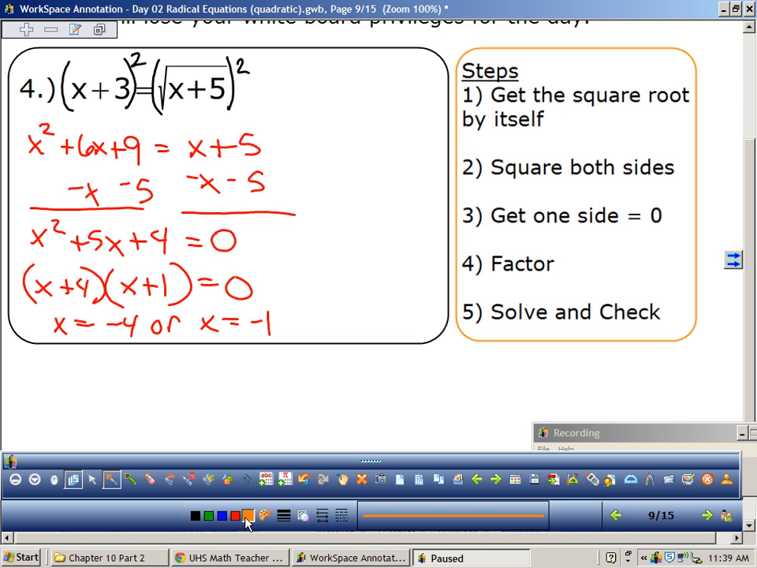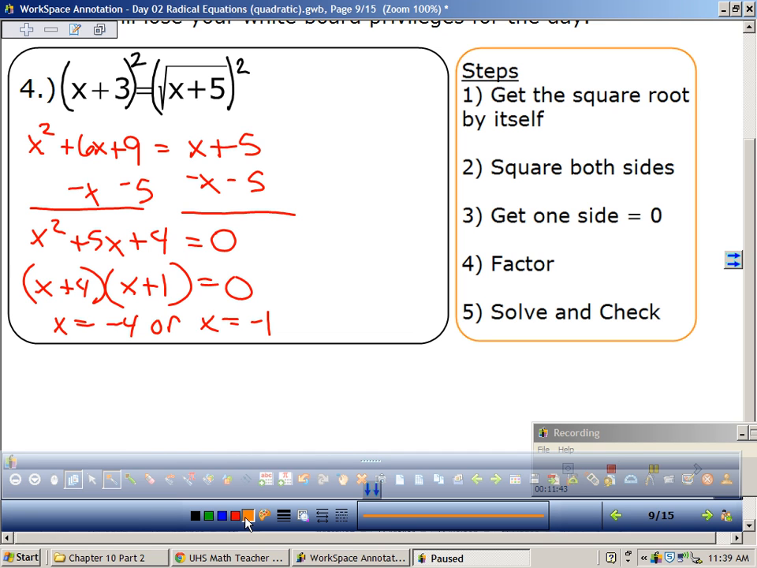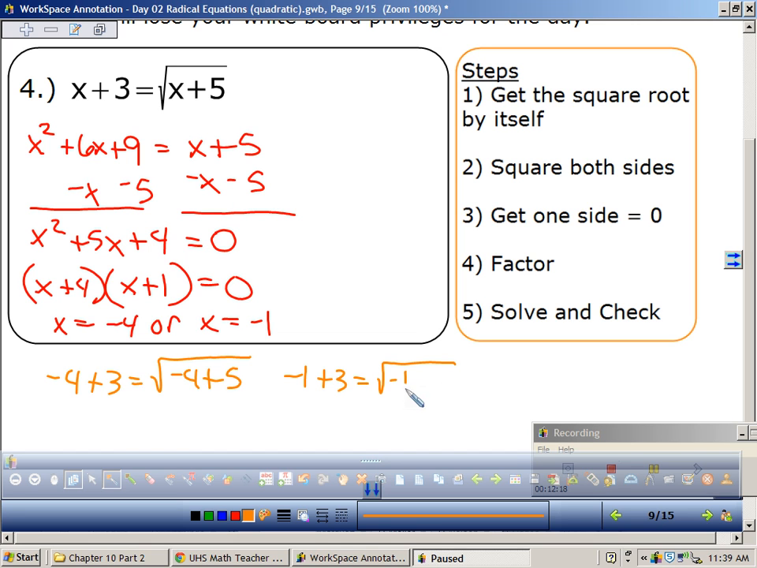When I plug that back in, I need your attention please up here. I know you guys are talking it out, but I need your attention up here. So if I substitute this back into the original equation, all we are doing is substituting and simplifying. So negative 4 plus 3 equals the square root of negative 4 plus 5. The other one we're going to check is negative 1. Negative 1 plus 3 equals the square root of negative 1 plus 5.